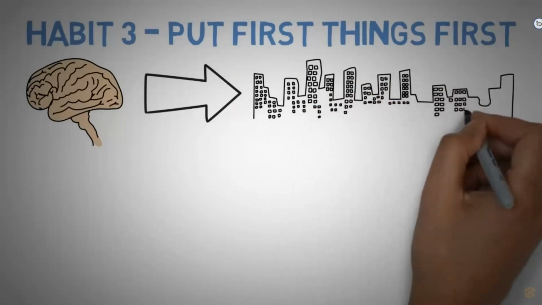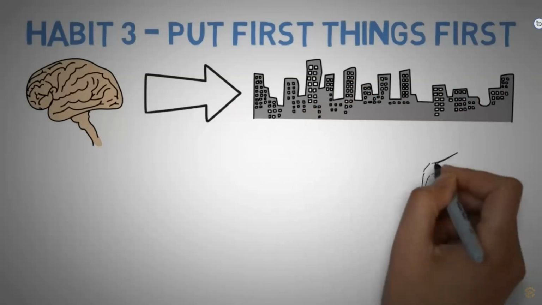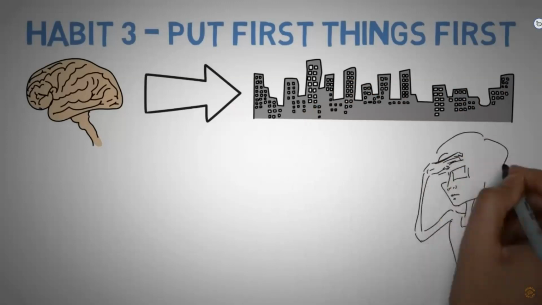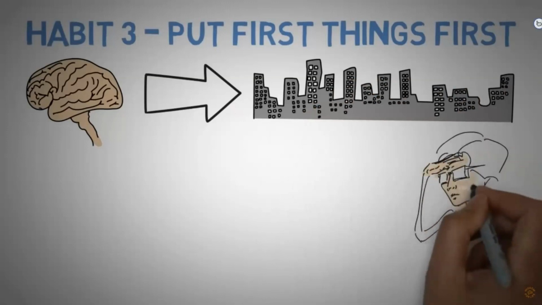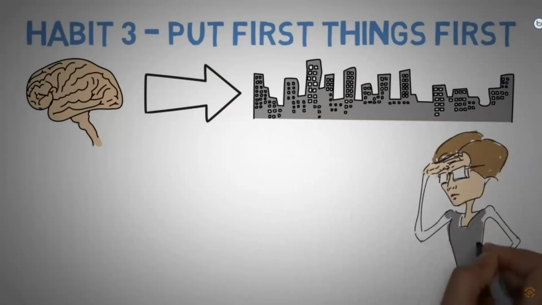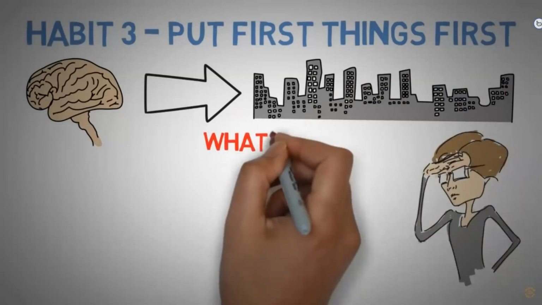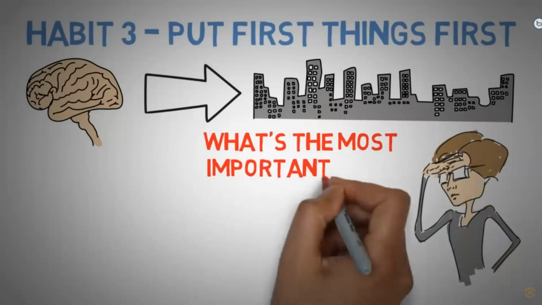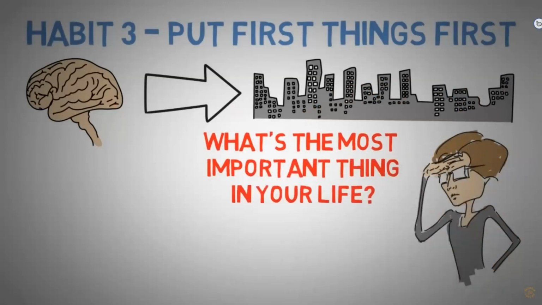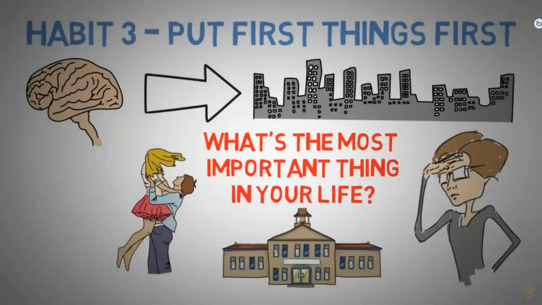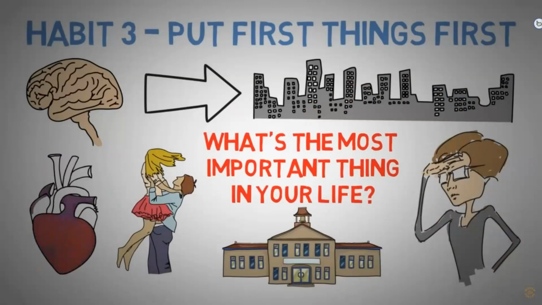Habit 3, putting first things first, is where you take the steps and actions required to make your vision a reality. This is where we begin examining our daily routines and habits. Ask yourself, what's the most important thing for you in this moment? It's probably your significant other, finishing school, improving your health, or your family, right?